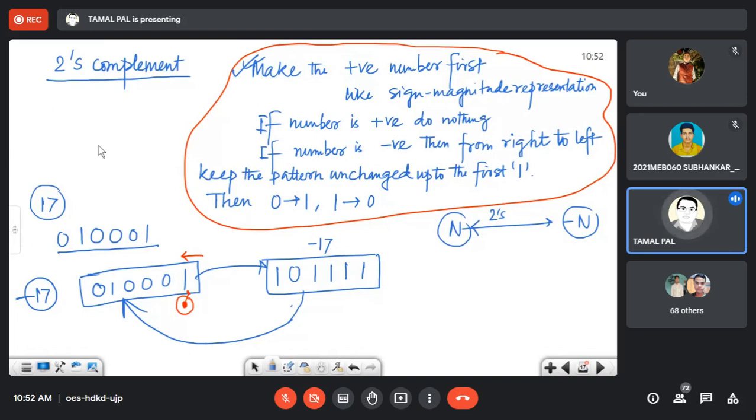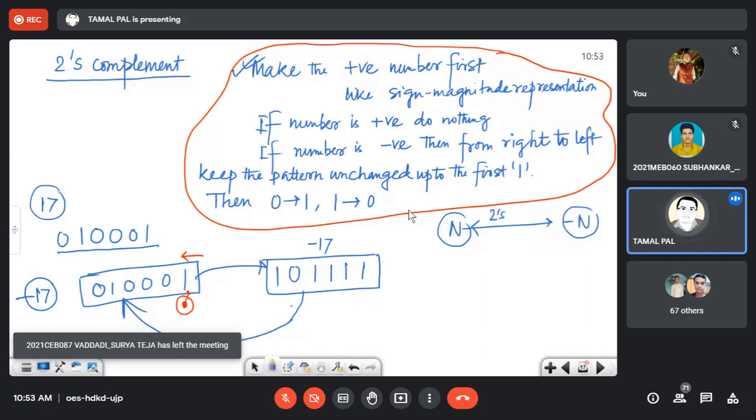Now how much time is left? I think it is 10:52. For the time being, I think it is okay, so you may leave. Next day I will also discuss. I think 1's complement and 2's complement are okay, but I haven't discussed the range yet. Next day I will continue. Right now it's not possible.